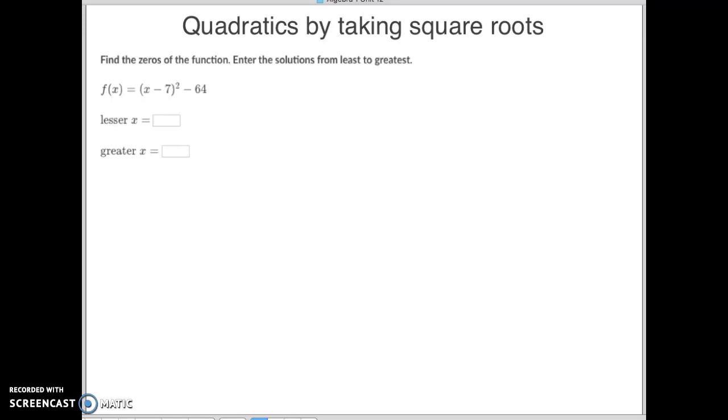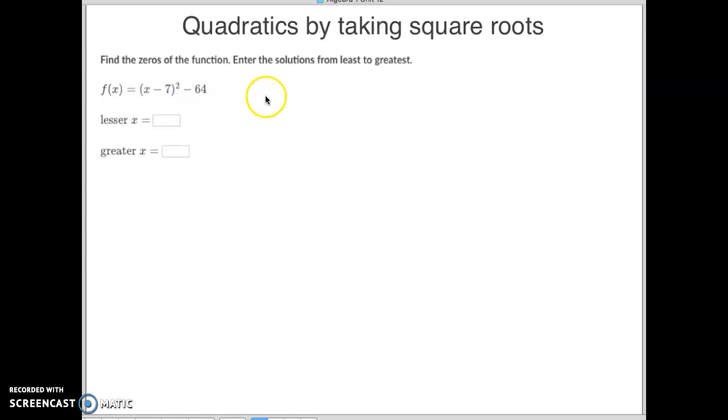So on this one, quadratics by taking square roots, we start getting a little bit more involved now into our quadratics unit. And what they're asking is they want you to find the zeros of this equation. The problem is, if it were just this part here, not an issue at all. But the problem is they've added this to it. And so what we have to do when they have this part added or subtracted on the outside is we first have to figure out what does this equal right here.